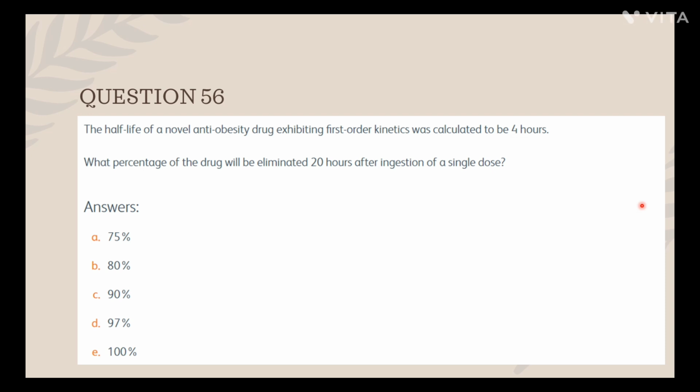That is 50 plus 25 makes it 75, plus 12.5, that is 87.5, plus 6.25, that is almost 94%, plus 3, 97%. So 97% will be used up.